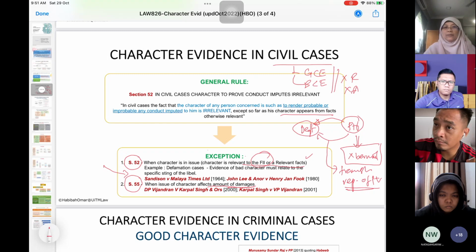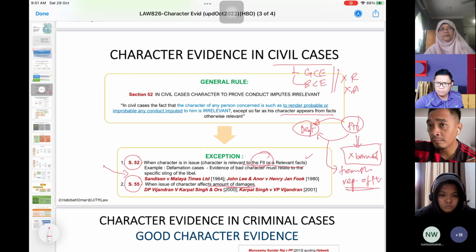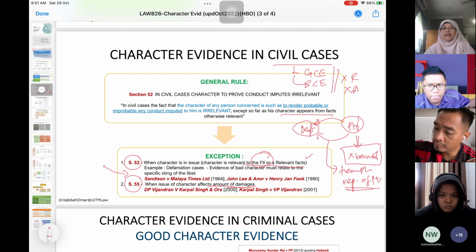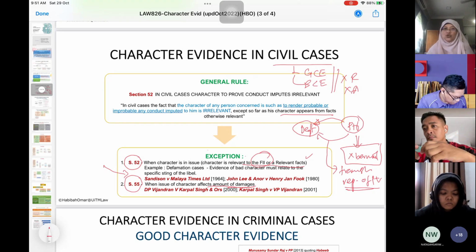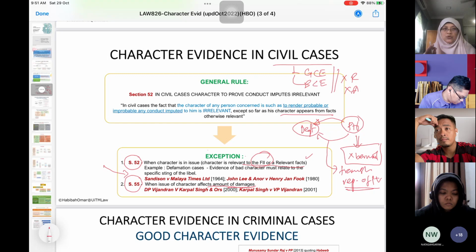Okay? Baru-baru ni kalau you baca surat khabar, ada satu kes defamation yang Khalid Samad ke? Ya? Khalid Samad ada buat kenyataan dekat dalam surat khabar defaming someone, ya? Dia buat kenyataan. So dia kena sue dan dia disuruh bayar 100 ribu kepada orang yang sue dia.